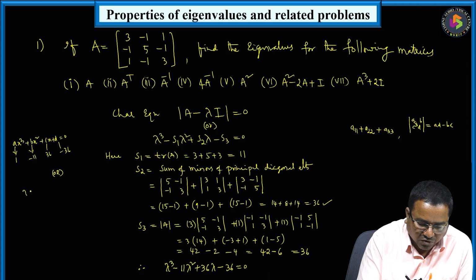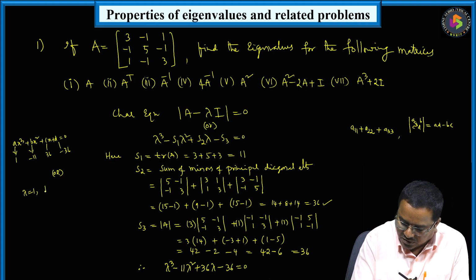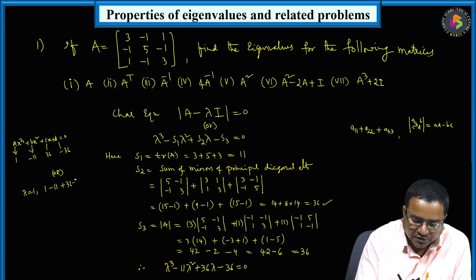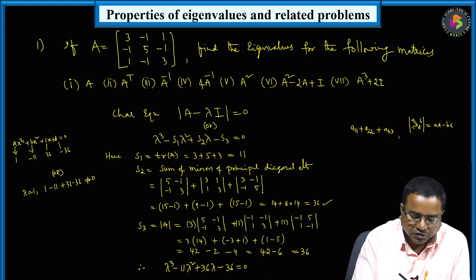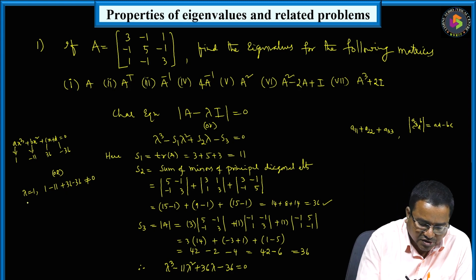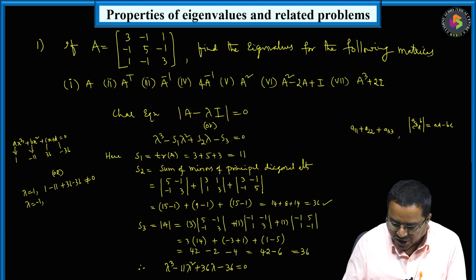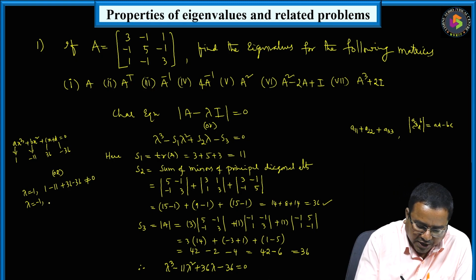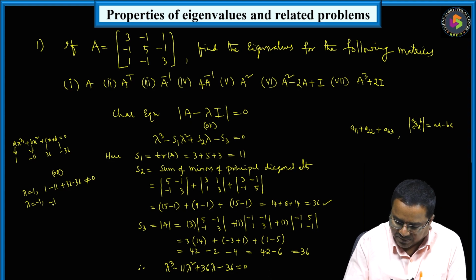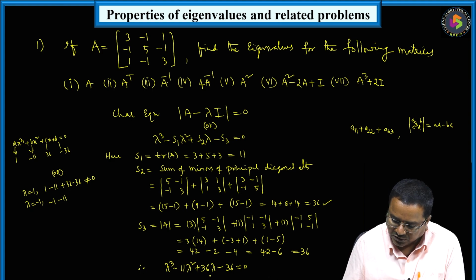So put lambda is equal to 1. What happens? If lambda is equal to 1, this lambda cube will become 1, this is minus 11, 36, minus 36. It is not satisfied, it will not get 0. Whenever you satisfy the equation, if you get 0, that is a root. So by inspection, it is not a root. Now we move to lambda is equal to minus 1. If you put lambda is equal to minus 1, minus 1 whole cube will become minus 1. Minus 1 whole square is plus, so we get minus 11. Then this is minus 36.